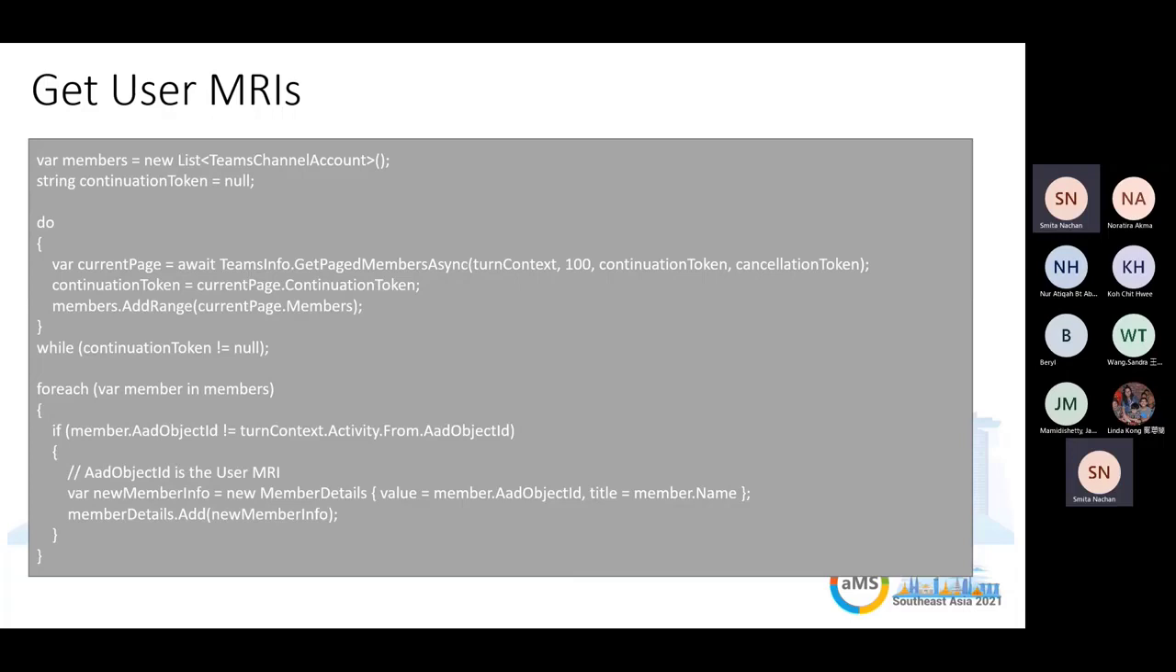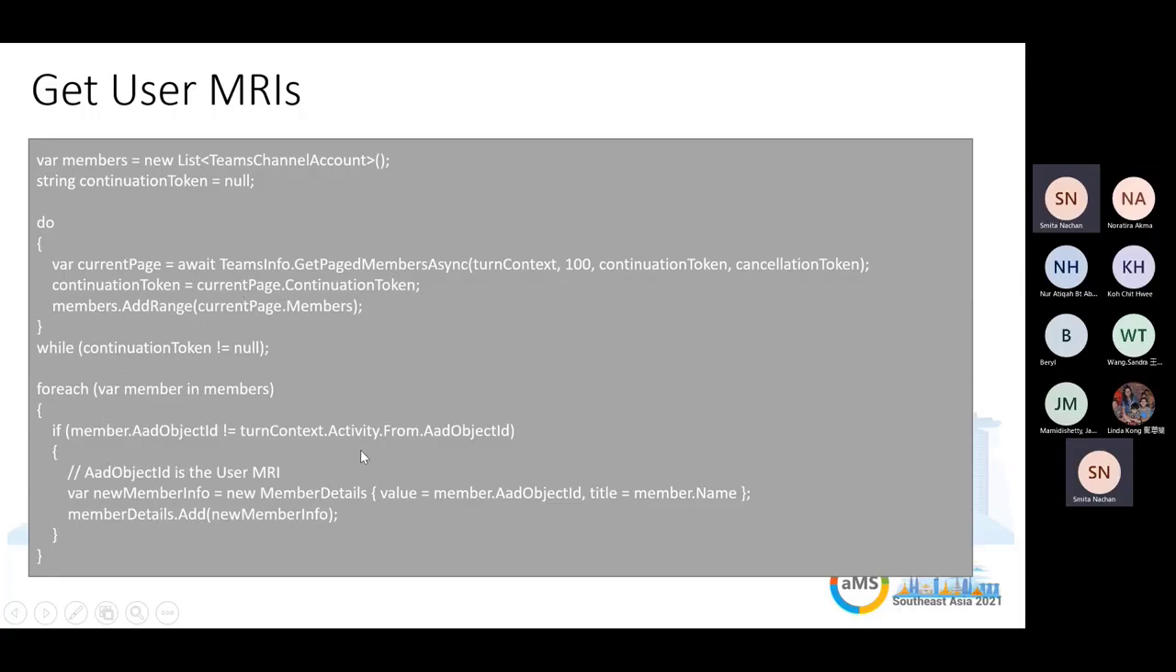Again, just going into the coding perspective, if you want to get those user MRIs, this is the code through which you will be able to get all of them. We are simply storing one array wherein we will store all those members, and then we are calling TeamsInfo.GetPagedMembersAsync so that we can get the paged member information. Then we can just get the current page's members, which will return all of the members who are part of that particular team's channel, and then we store that information into our array.